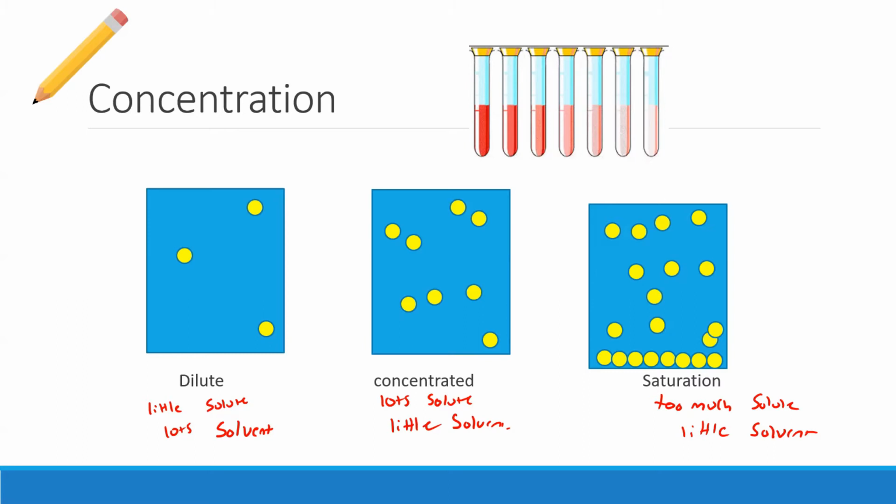All right. Can I change the slide? All right, I'm going to change the slide. So these are the three things here: dilute, concentrated, and saturated.